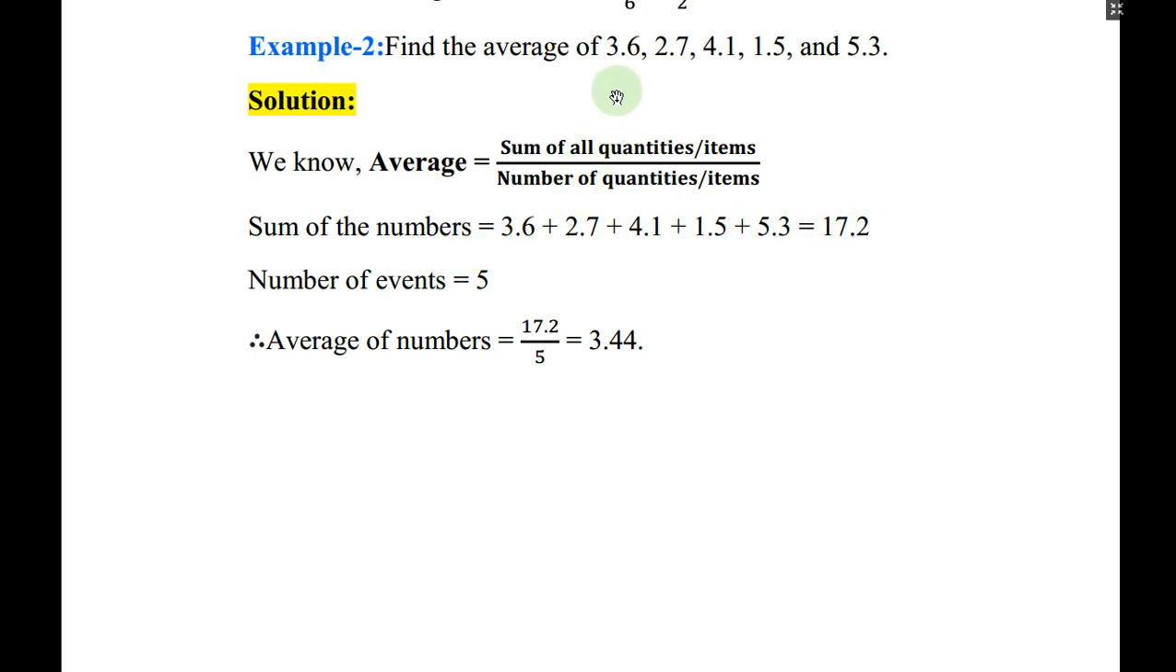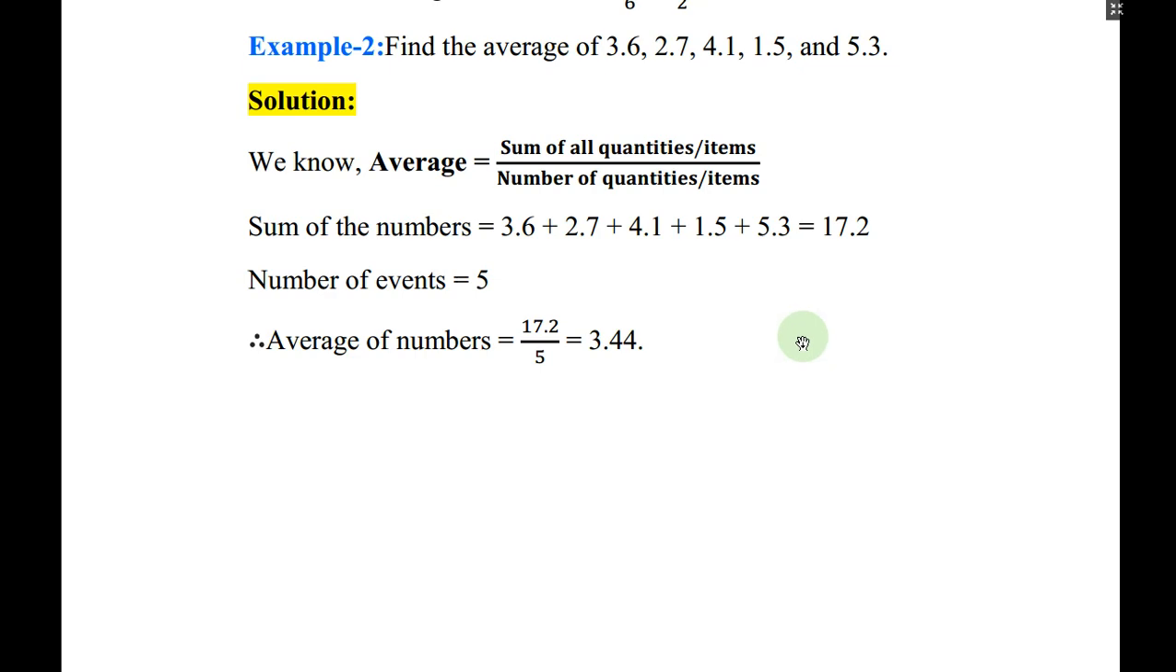So now how many numbers are given here? 3.6, 2.7, 4.1, 1.5 and 5.3, so 1, 2, 3, 4, 5. The number of events is 5. So you need to divide the sum of the numbers, 17.2, by the number of events. So 17.2 divided by 5 is 3.44. So 3.44 is the average of these numbers. So I think it's very clear to you.